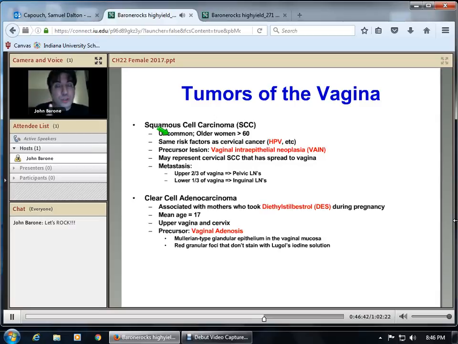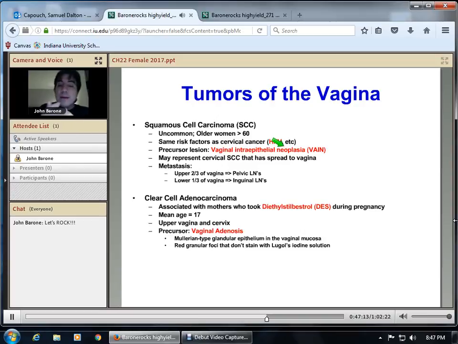In fact, usually, if I see squamous cell in the vagina, it's not from the vagina. It's a cervical squamous cell growing down. So here's the key: you have to make sure the cervix is clear. If the cervix is involved, it's a cervical cancer, much more common than squamous cell of the vagina. Make sense? So always check the cervix. If the cervix is clear, then it's a squamous cell of the vagina. Now, it tends to occur in older women, usually over age 60, and it has the same risk factors as cervical cancer.